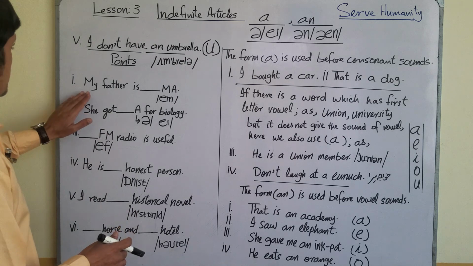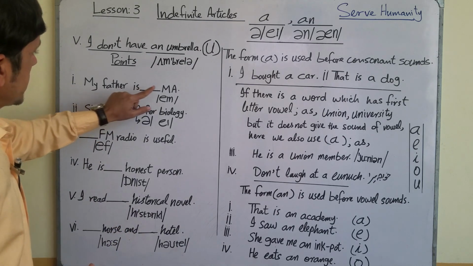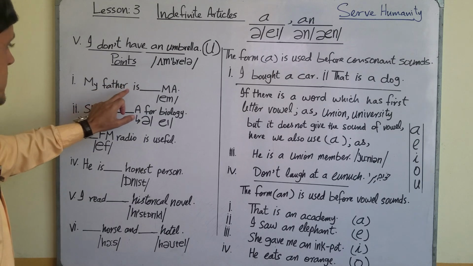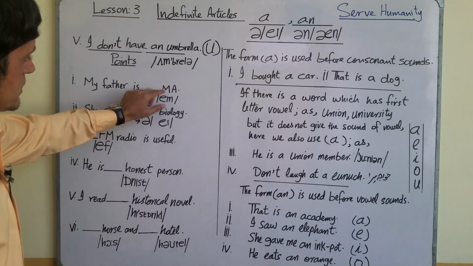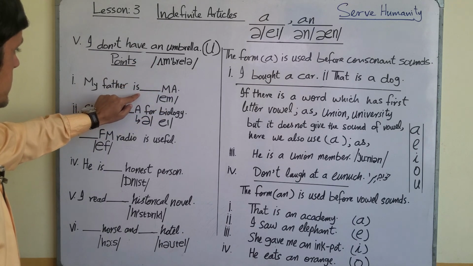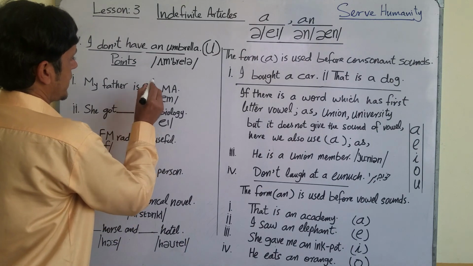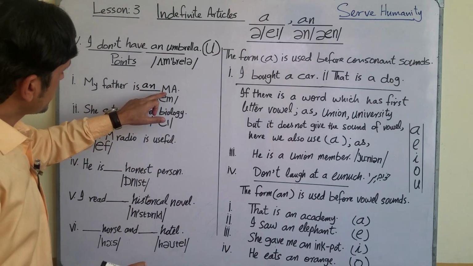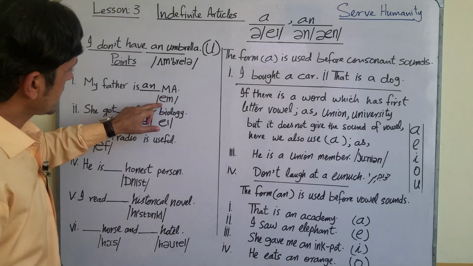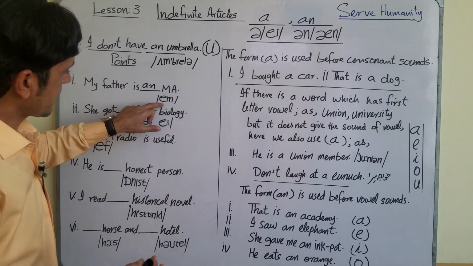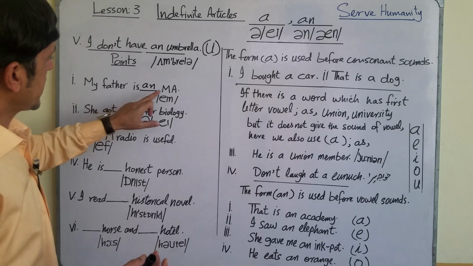Now you see, my father is an MA. We will write here: my father is an MA. Now you see, MA starts with a consonant letter, but we will write an. Why? Because if we write M in phonetic form, it is written like this, and it gives the sound of a vowel. So we will write here: my father is an MA.